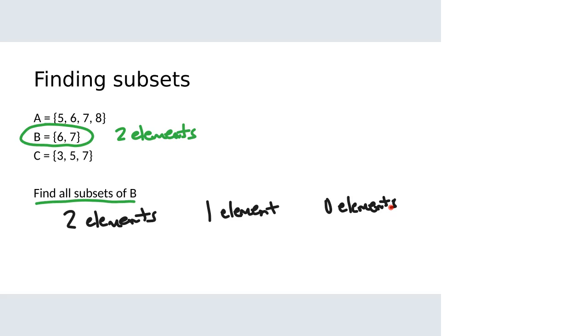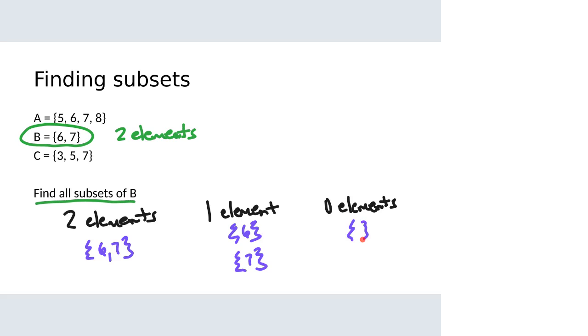So let's see. A subset that has two elements, well, that would have to be this, the whole thing. That's it. Every set is a subset of itself, so I definitely want to count that as one of the subsets. Okay, now the subsets with one element. Well, with one element, I could have a subset that's this, or I could have a subset that's that. And that's all of them. The 6 by itself, the 7 by itself, that's it. And then the subset with no elements, well, that's just the empty set.